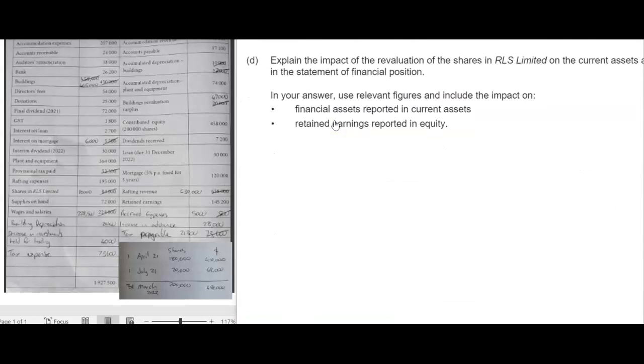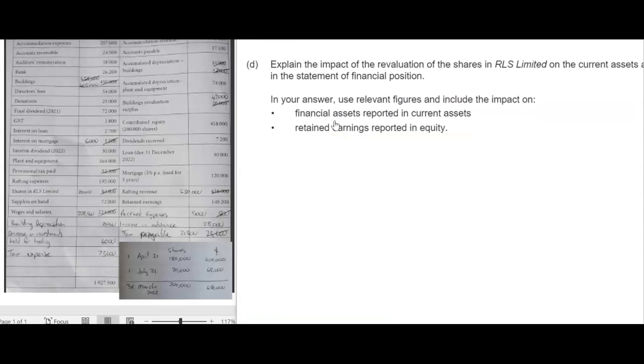Moving on to this one. So here we actually have to do a little bit of writing. So there's 2 parts of the writing here. Number 1 is to look at the revaluation of the shares on current assets and on the equity. So the first mark is really looking at current assets, and the second mark is on the equity. I'd encourage you to do this as 2 paragraphs so we make sure we answer both questions.